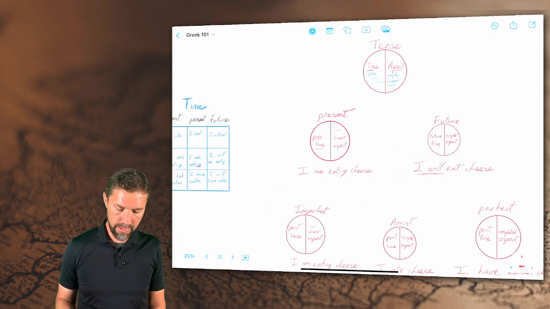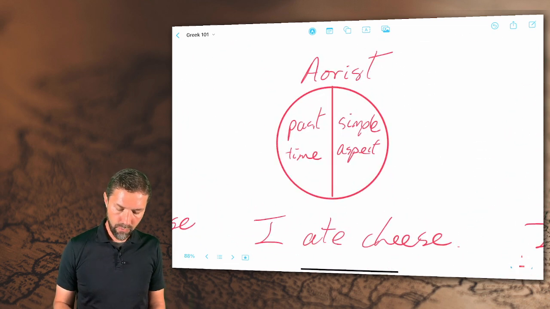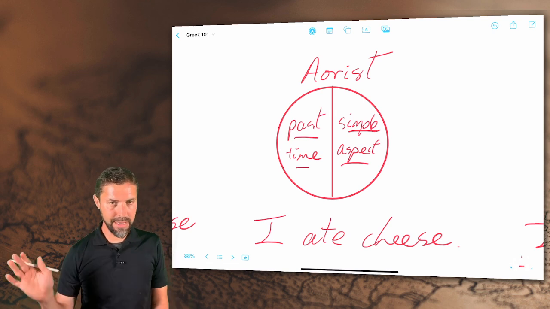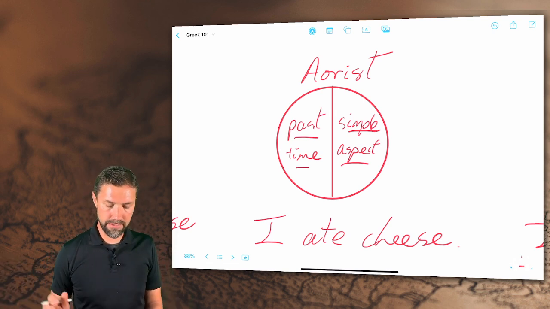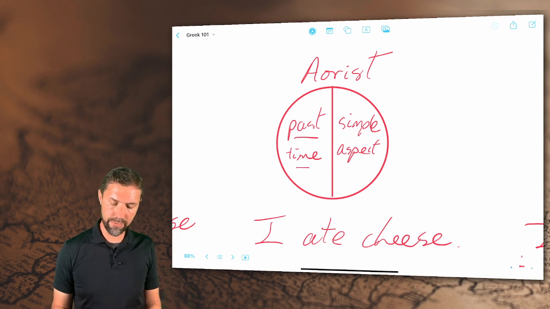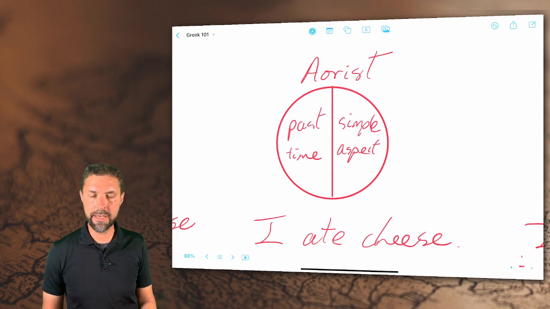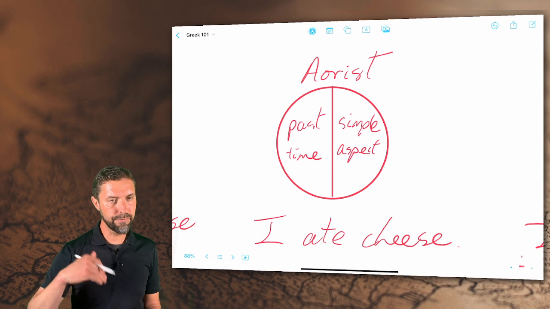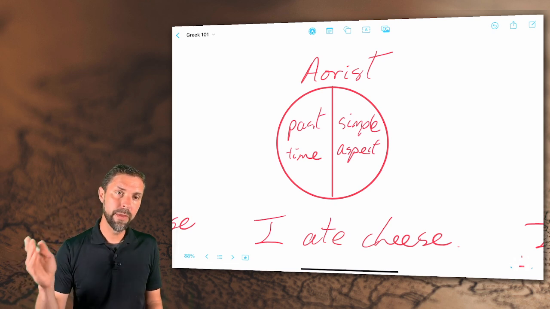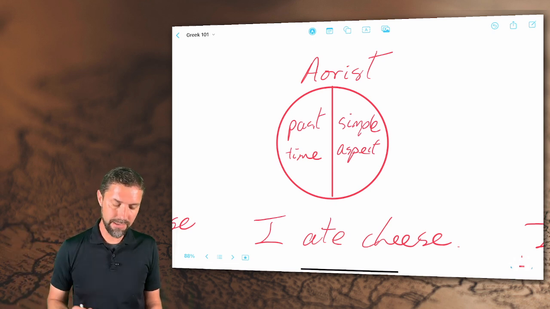And similarly, with the aorist, what we're going to do with aorist is past time, simple aspect. Okay, simple aspect, no ing, no have or has. It's just past time. That's what distinguishes it. Okay, and so future and aorist in this sense would be somewhat similar in terms of aspect. Future is going to be different from aorist in terms of time. Future is a future time, aorist is a past time.